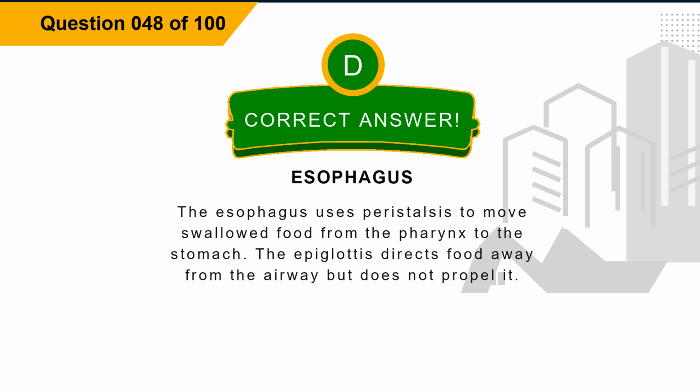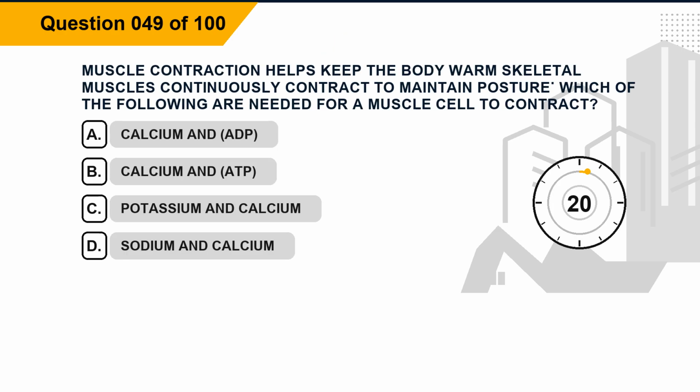Explanation. The esophagus uses peristalsis to move swallowed food from the pharynx to the stomach. The epiglottis directs food away from the airway but does not propel it. Question 49. Muscle contraction helps keep the body warm. Skeletal muscles continuously contract to maintain posture.